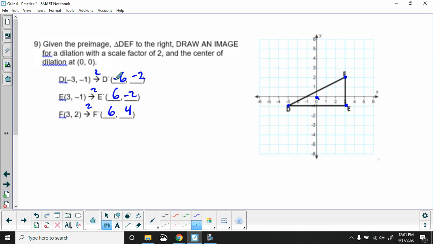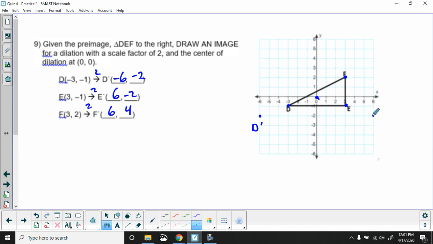Well, you know what? We'll plot it, and if it doesn't look right, we'll find out real quick. So, -6, -2. This is going to be our D prime. Then we get a 6, -2. That's our E prime. So far looking pretty good.